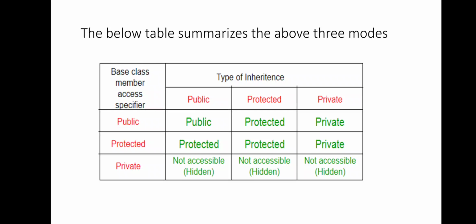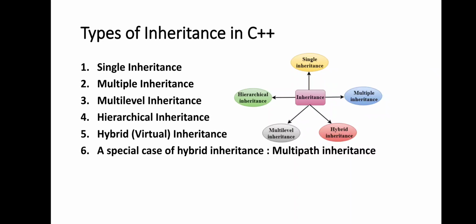Now we move forward to the types of inheritance. So there are five basic types of inheritance, that are single inheritance, multiple inheritance, multi-level inheritance, hierarchical inheritance, and hybrid or virtual inheritance.